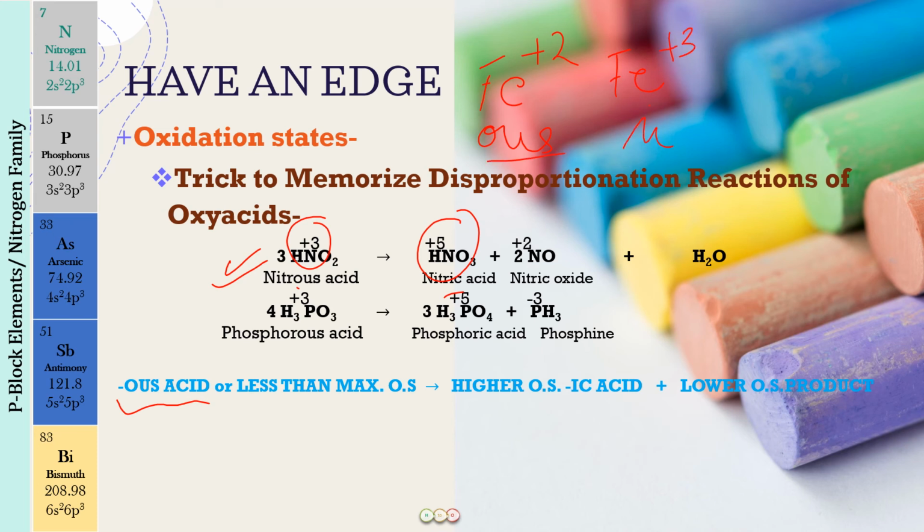So always the -ous acid is going to be in a lower oxidation state than the -ic acid. Whenever an -ous acid is present, in an oxidation state less than the maximum oxidation state, one product that will be formed is the higher oxidation state -ic acid. So one product is confirmed. Whenever you have a lower oxidation state oxy acid, write down on the product side the -ic acid, which is the highest oxidation state.